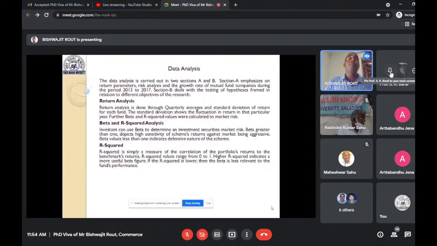Section B. Section A emphasizes return parameters and risk analysis of the growth rate of the mutual fund companies during the period 2013 to 17. Section B deals with the testing of hypotheses framed in relation to the different objectives of the research. Return analysis is done through the quarterly average and standard deviation of return for each fund.